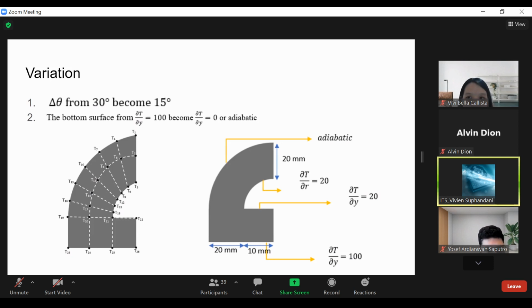It looks like when you are reducing delta theta from 30 to 15, does that mean that you have more nodes or not?